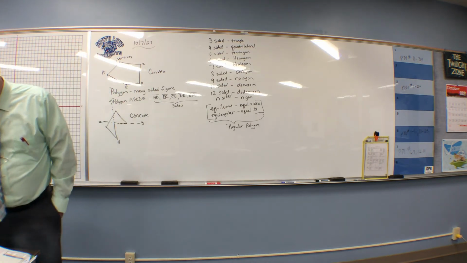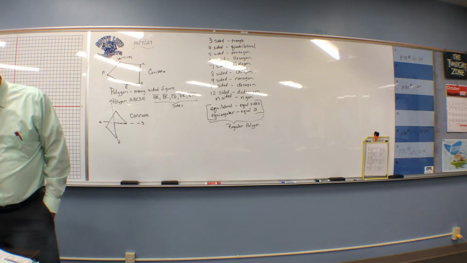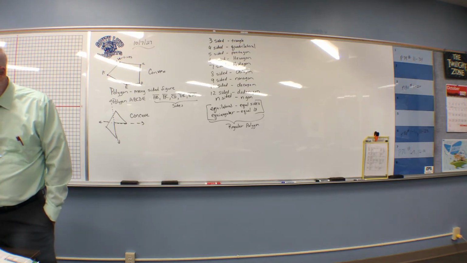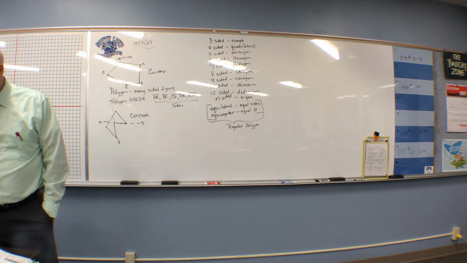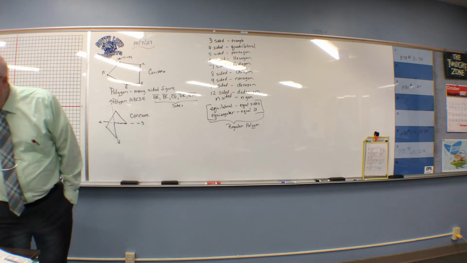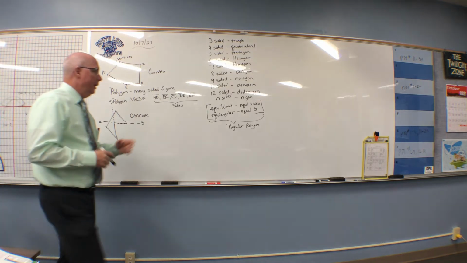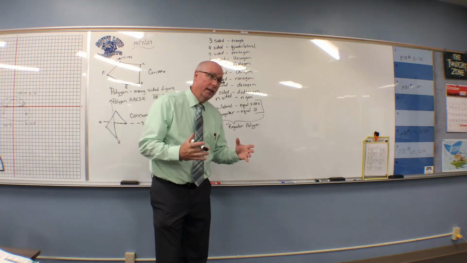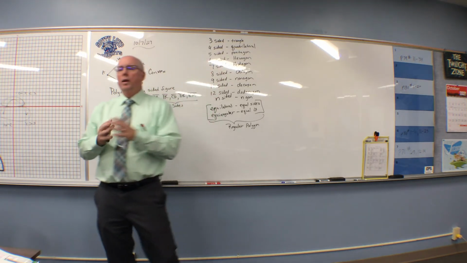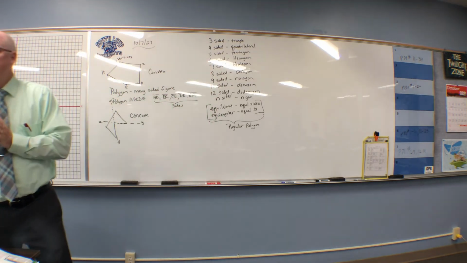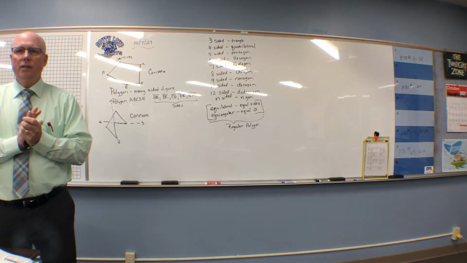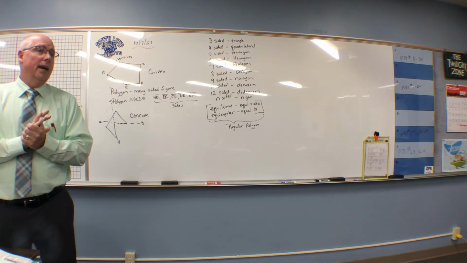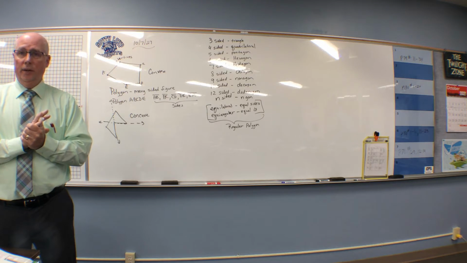If you take a look on page 57, it says name each polygon by the number of its sides, then classify it convex or concave and regular or irregular. So an irregular polygon does not have equal sides and equal angles. So you're going to begin to do this. You're going to classify each by the number of sides, whether it's concave or convex, and then you're going to tell me whether it's regular or irregular, okay?